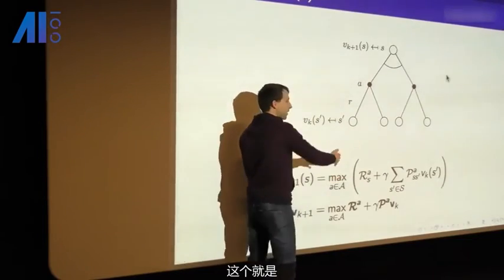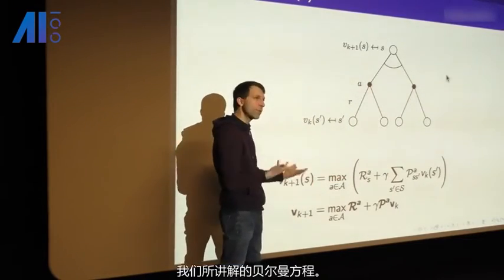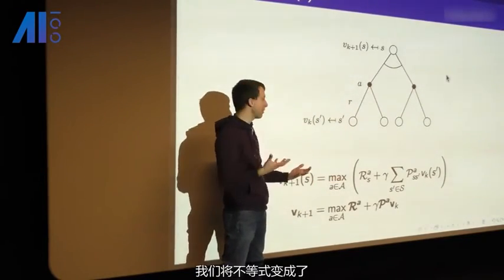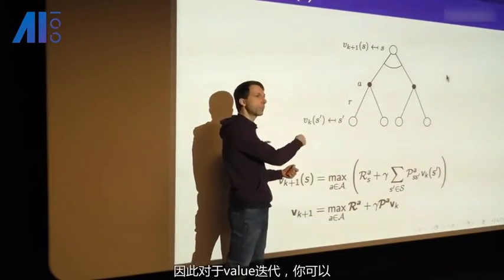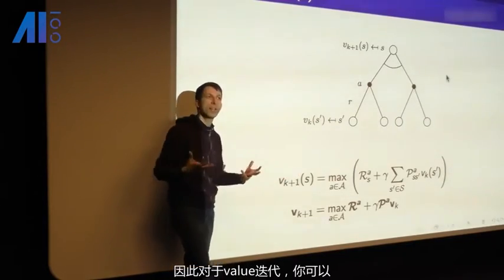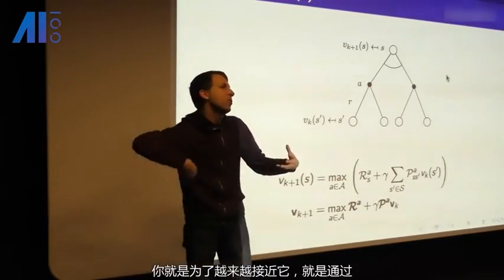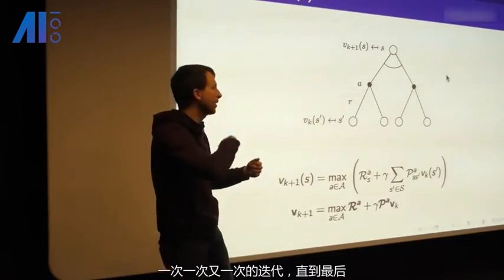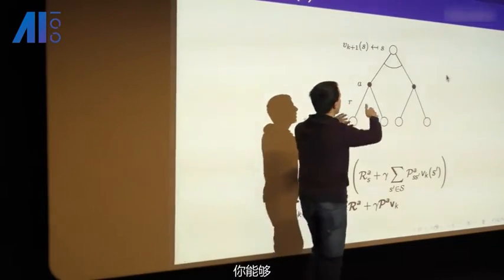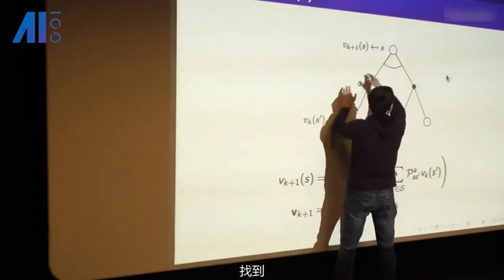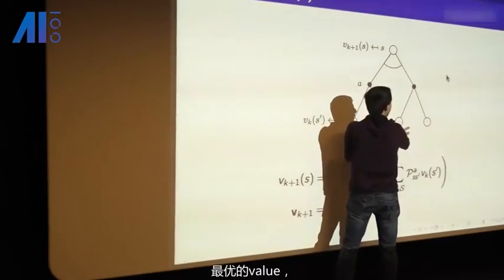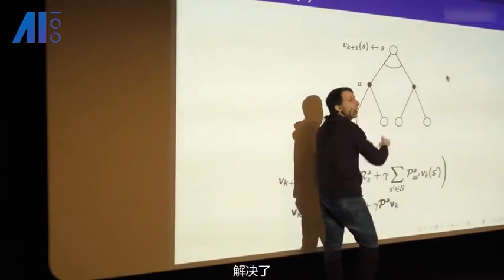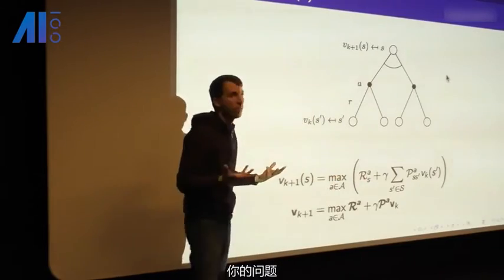This is the Bellman optimality equation, except that instead of being an equality, we've turned it into an iterative update. So value iteration, you can just think of as taking the Bellman equation and trying to get closer and closer to satisfying it by feeding it back into itself again and again, until eventually, when you keep feeding the values that you compute back in at the leaves, this must settle to the optimal value, and you've solved the problem.